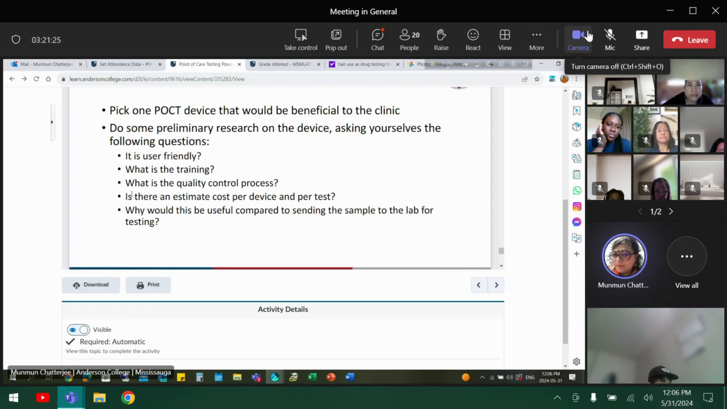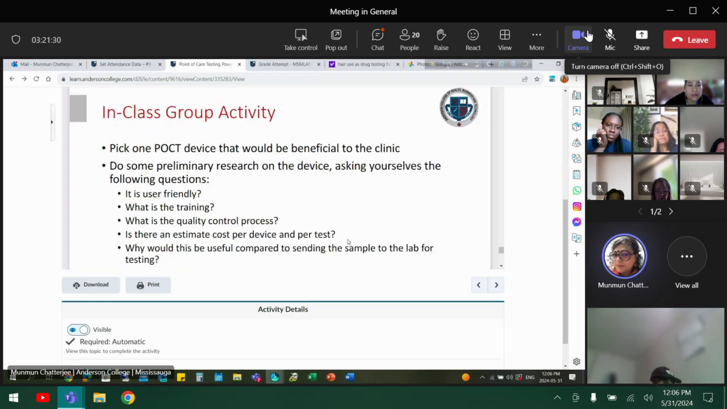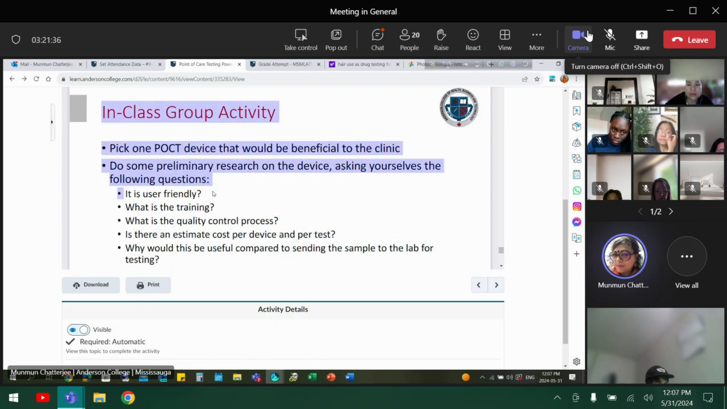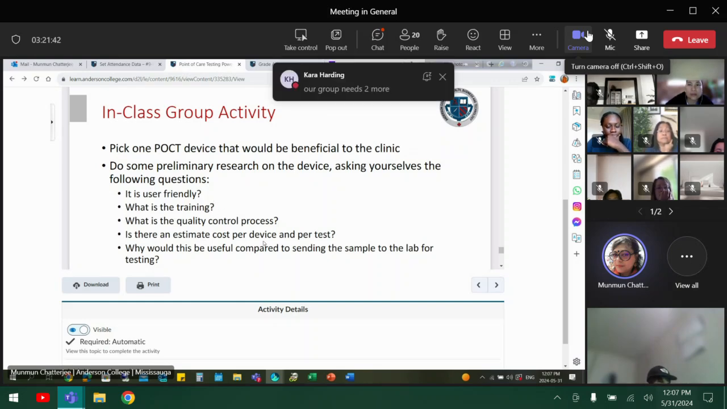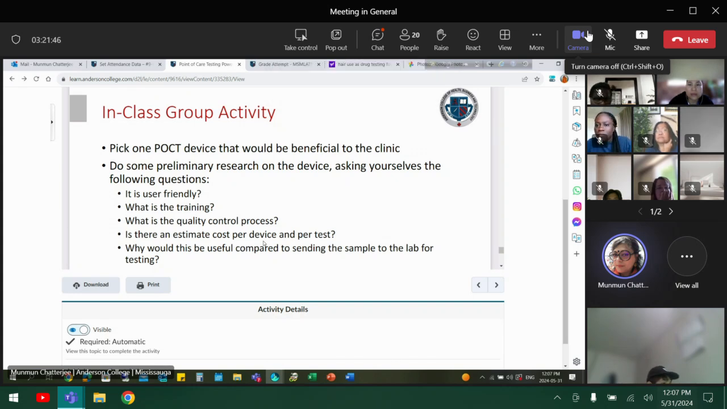Okay, so each point has to be discussed, and you can do it in 5 groups. So choose your group, choose your device, and then each one can take one. I am going to check on the user friendly. You can check on the training. It's going to take a short time, and then you all can put it in one presentation. But it's up to you how you want to do that.